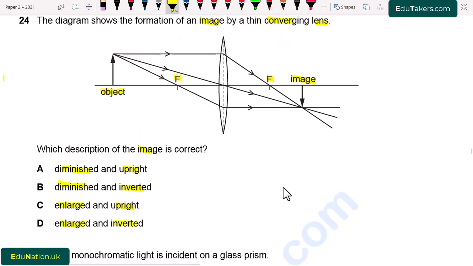So first of all, here we compare the size of the object with the size of the image. We can see here, this is the size of the object, while this is the size of the image. So the size of the image is smaller as compared to the size of the object. It means that the image is diminished. And the second thing is that this image is inverted because the object is placed in the upward direction while the image is formed in the downward direction. So this image is inverted. From here, B is correct.